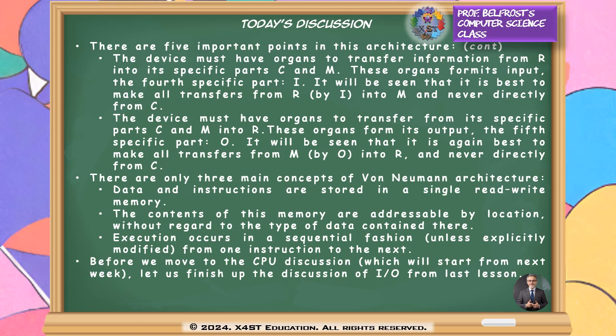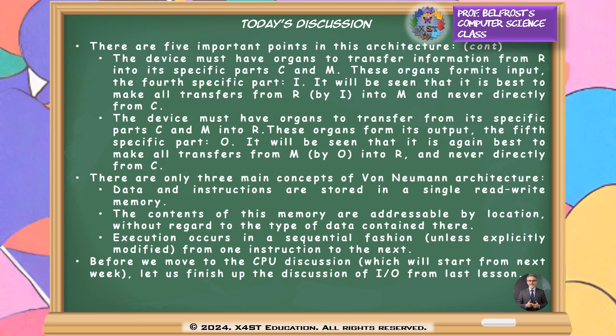After I tell you about the five important points in this architecture, there are only three main concepts of von Neumann architecture. In summary, the first one is that data and instructions are stored in a single read-write memory. The second is that the contents of this memory are addressable by location without regard to the type of data contained there. And the third is that execution occurs in a sequential fashion unless explicitly modified from one instruction to the next.